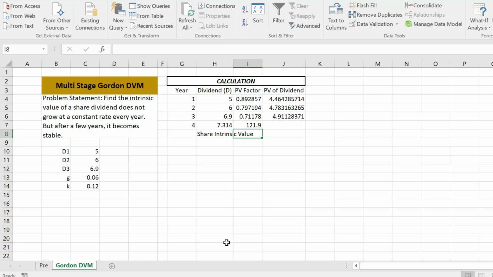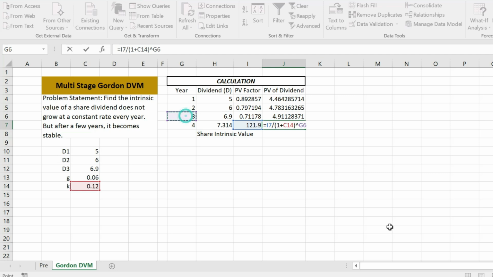This is the beauty of the terminal value. The PV of dividend would remain the dividend divided by 1 plus the required rate of return, raised to the number of years, which is 3, so 86.766 and so on. This is our present value of the terminal value. So now we can sum up these values and find the share's intrinsic value.